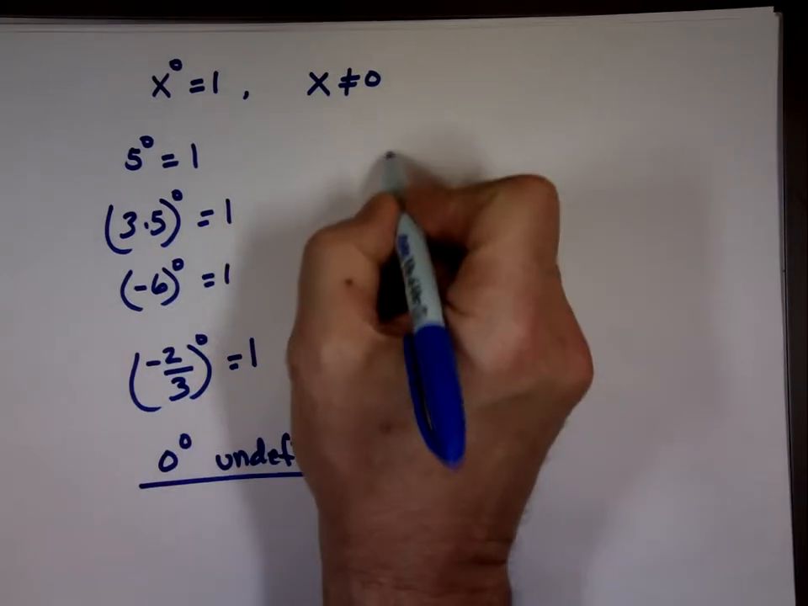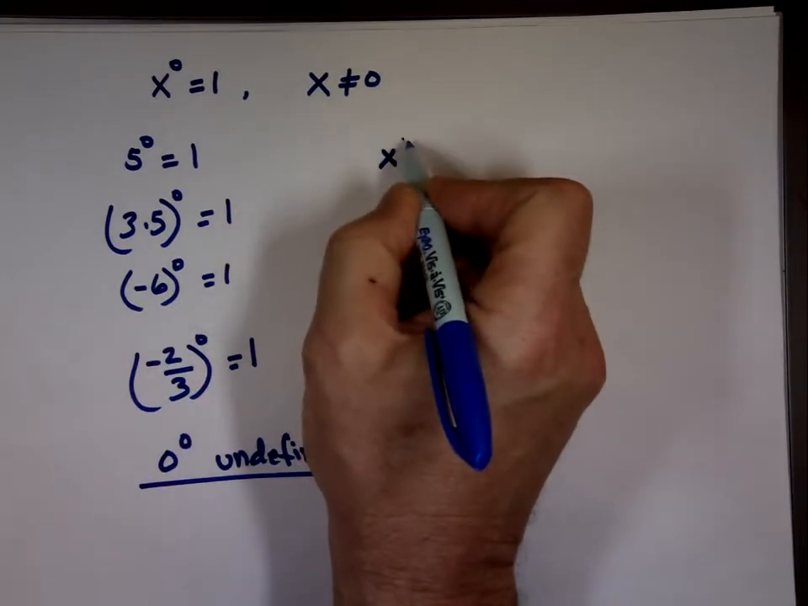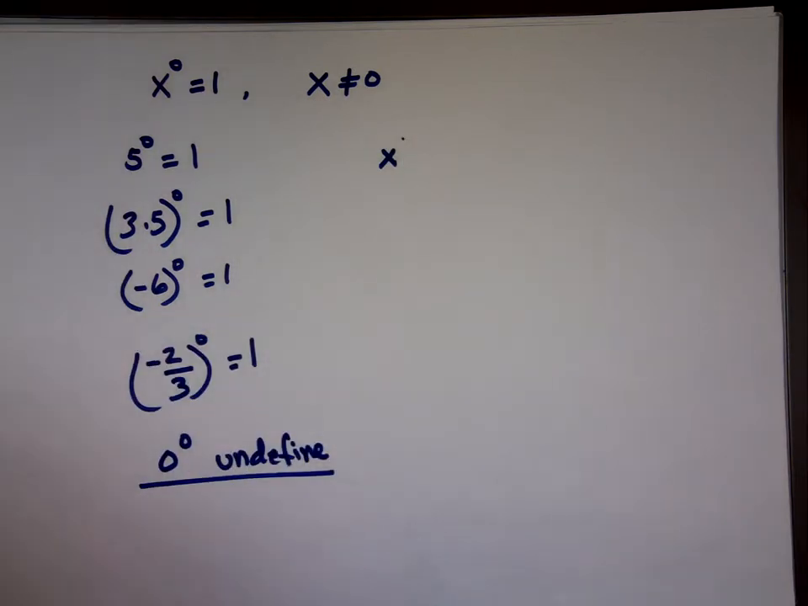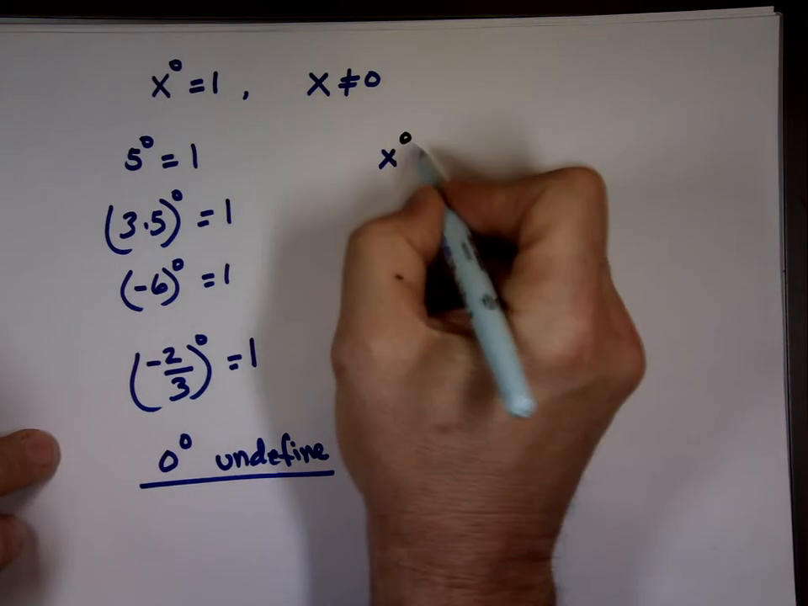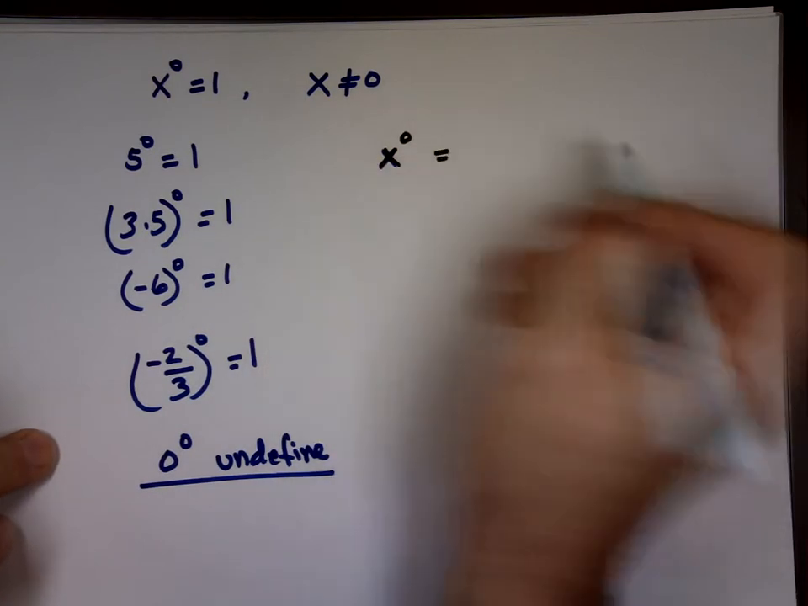So what is x to the 0? I screwed up. I meant to make all the properties in blue and all the examples in black, but I forgot. X to the 0 is what? 1.